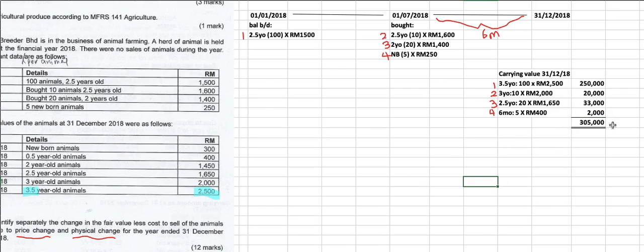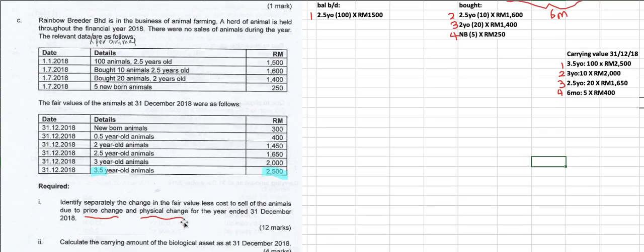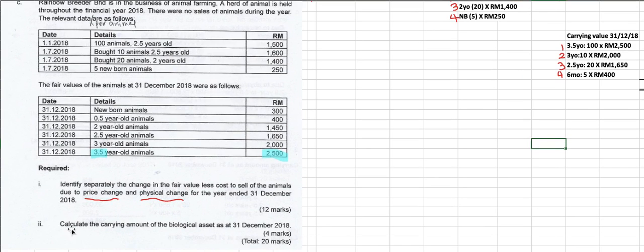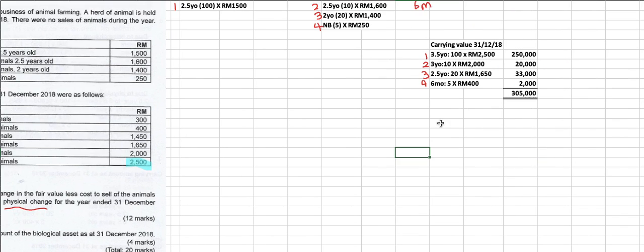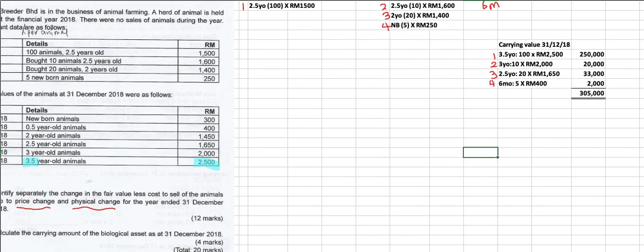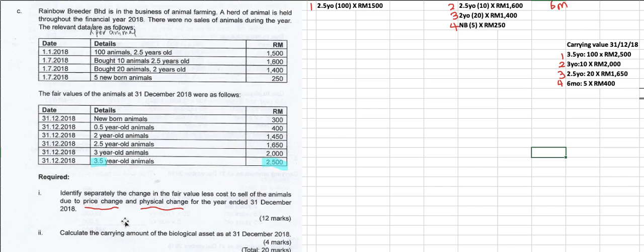Alright, so this 305,000 is the carrying value of the biological asset on 31st December 18. If you look at the question, the question actually asks for the carrying amount. So this is the answer. You have already given the answer. Alright, now we move on to the price change and the physical change.